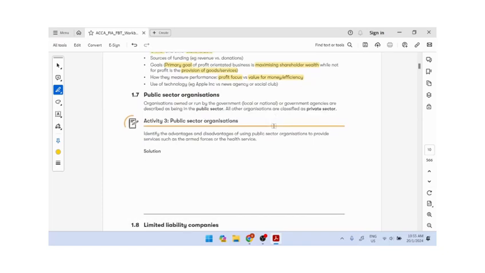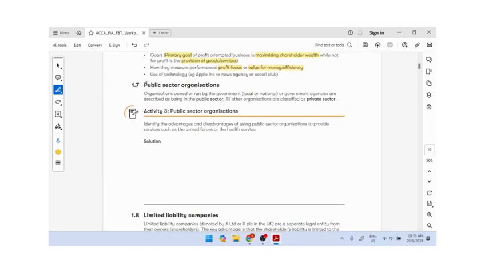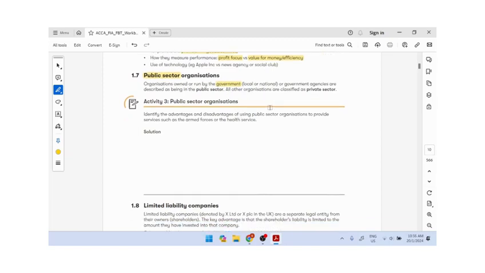Okay, so next we look at the public sector. Public sector is very easy. It's run by government, either local or national. So they are described as public sector. All other organizations are classified as private sector. So very easy for this one.